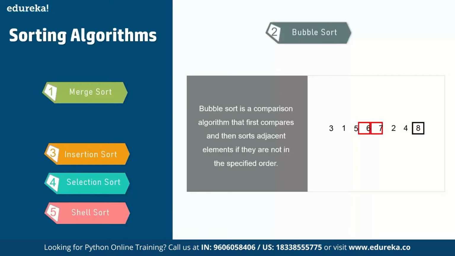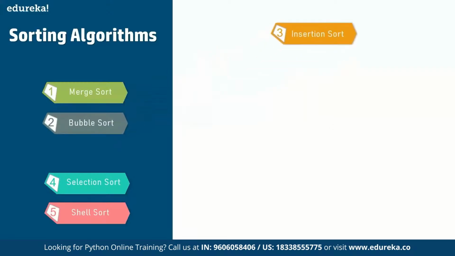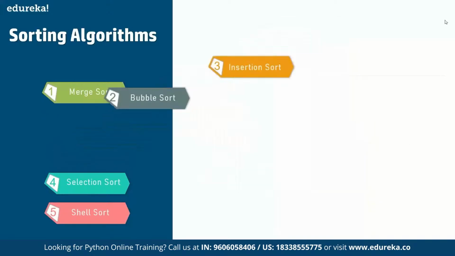All right, and then we have insertion sort. The insertion sort is responsible for picking one element out of a given list at a time, and then placing it at the exact spot where it is to be placed. So it simply ensures that nothing is left out of place, and everything is sorted.